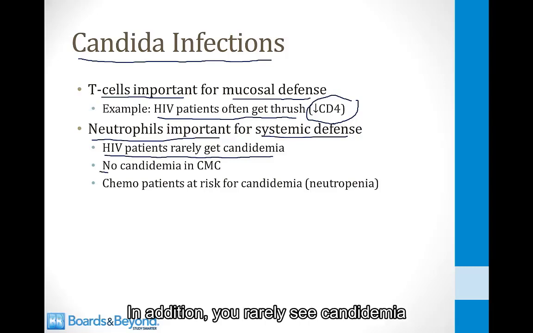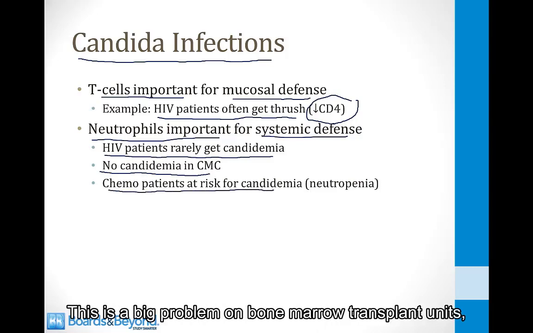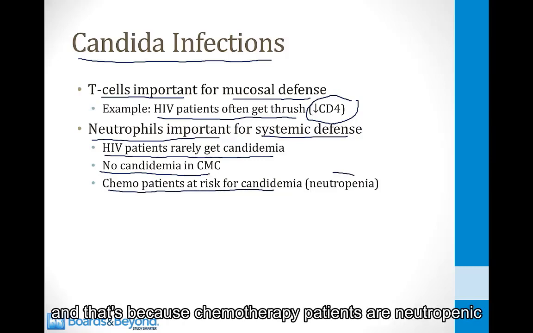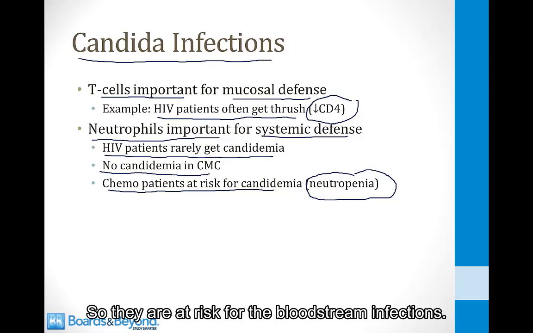In addition, you rarely see candidemia in chronic mucocutaneous candidiasis. Where you do see candidemia is in chemo patients. This is a big problem on bone marrow transplant units, and that's because chemotherapy patients are neutropenic and they lack functioning neutrophils, so they are at risk for the bloodstream infections.